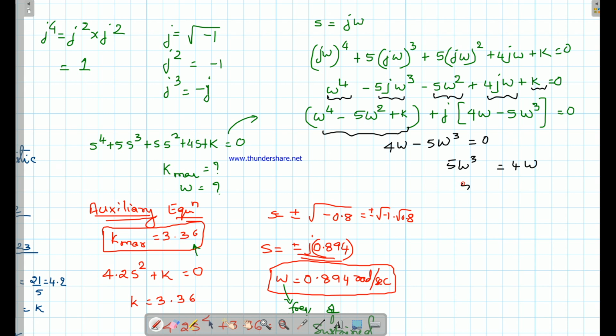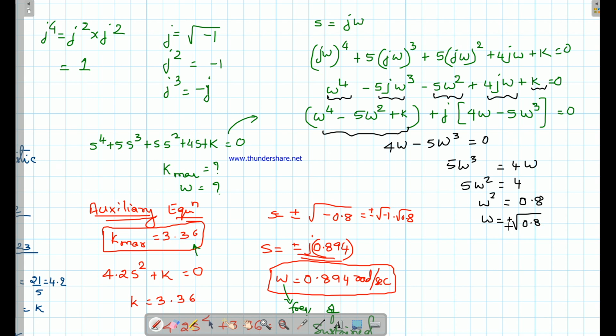So 5 omega square equals 4. Omega square equals 4 divided by 5, which is 0.8. So omega equals plus or minus square root of 0.8.